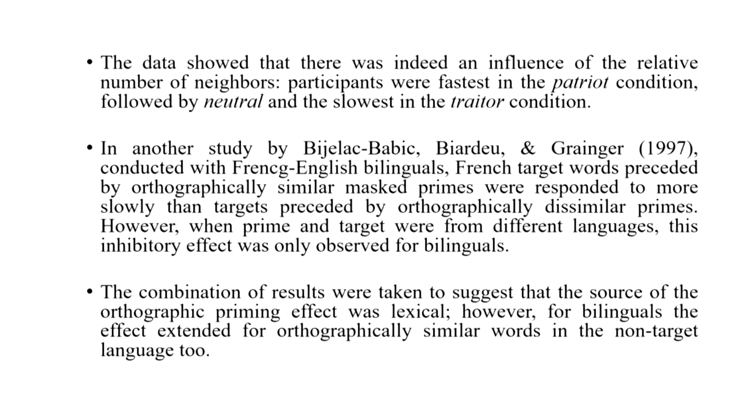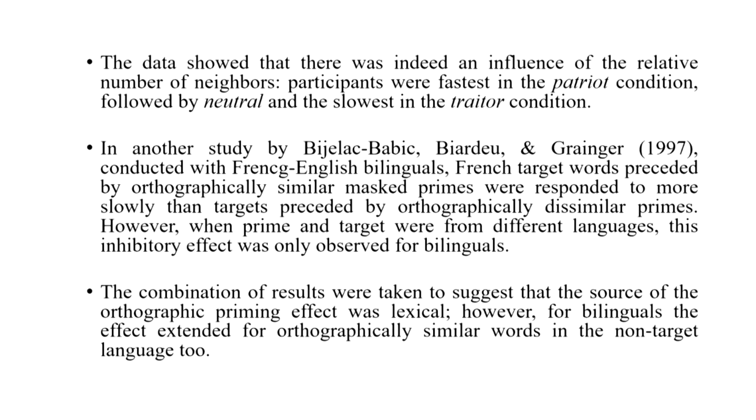The data showed that there was indeed an influence of the relative number of neighbors. Participants were fastest in the patriot condition, followed by the neutral condition, and they were slowest in the traitor condition. This tells us that the number of neighbors activated in the French, or the non-target language here, was having an influence on the participants' response times.